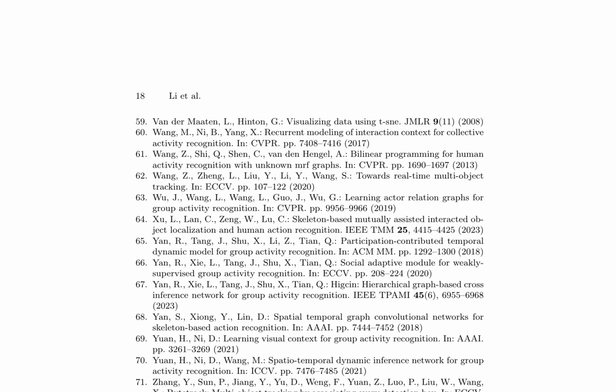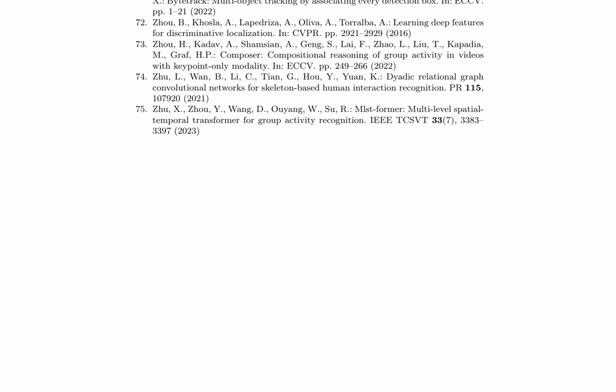graph convolutional networks. Studies such as recurrent modeling of interaction context for collective activity recognition, and bilinear programming for human activity recognition with unknown MRF graphs, have made significant contributions. Additionally, works on social adaptive modules and hierarchical graph-based cross-inference networks highlight the diversity of approaches in this field, emphasizing the importance of understanding interactions within groups.